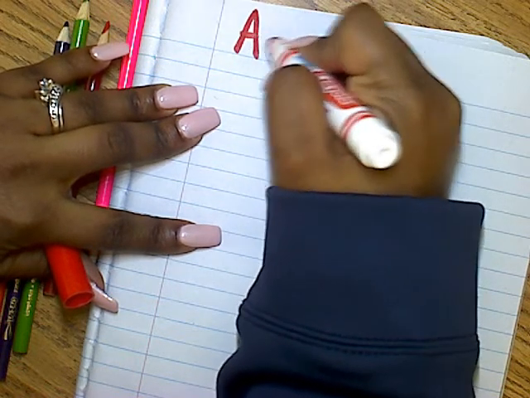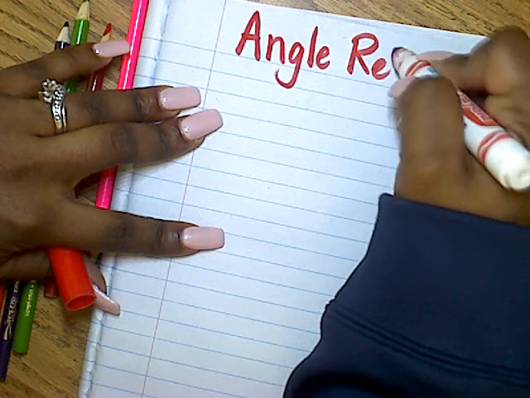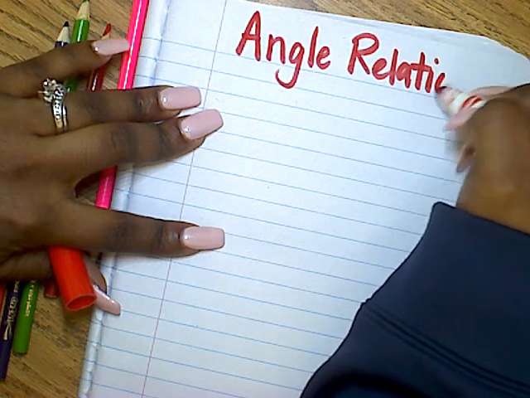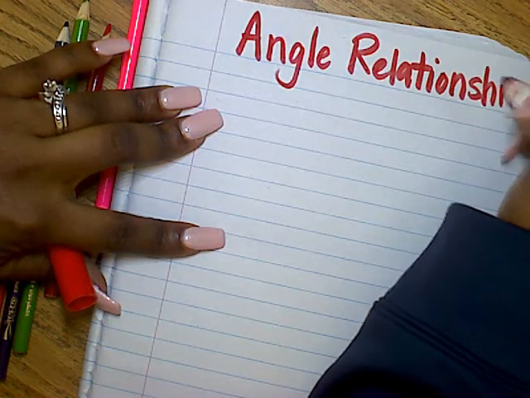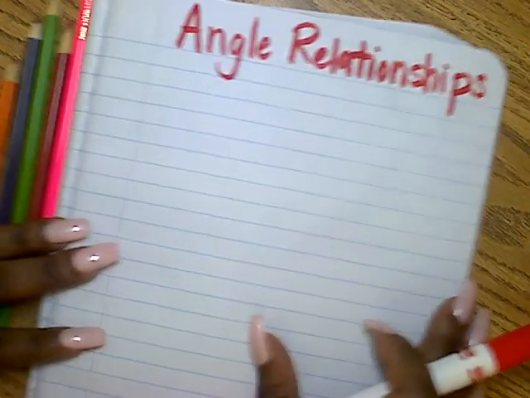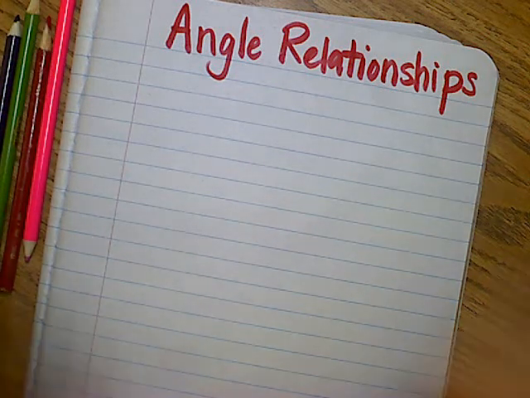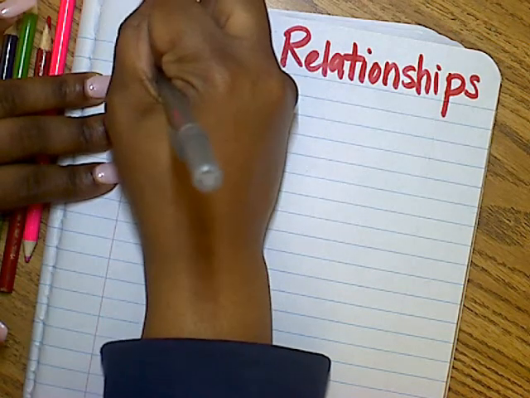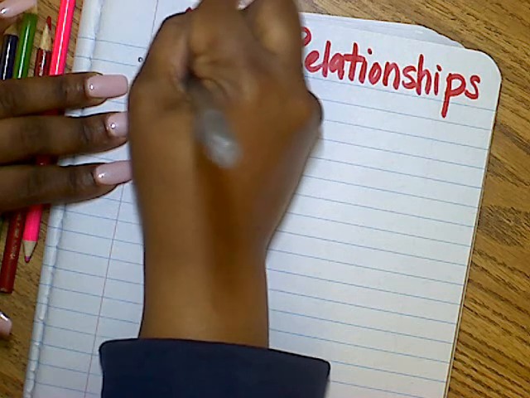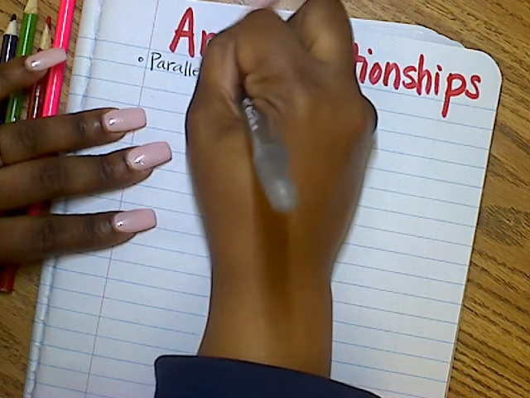So I'm entitling this angle relationships. And the first thing we're going to do is some definitions, just to make sure we understand things prior to. So the first definition we're going to do, like in everything I write, you're writing, parallel lines is our first definition.